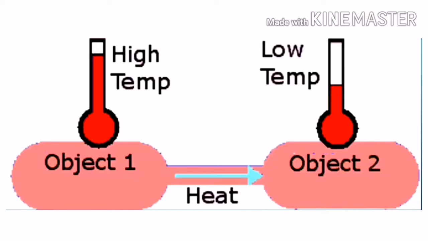Now students, just observe this picture. What do you see in this picture? We can see heat always flows from a higher temperature to a lower temperature. Clear students? So in short, you must remember that any energy or any pressure always flows from a higher level to a lower level.